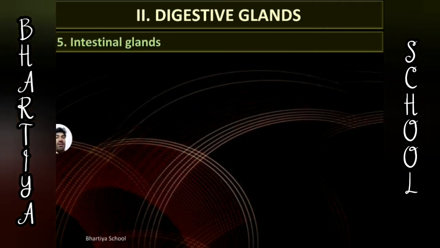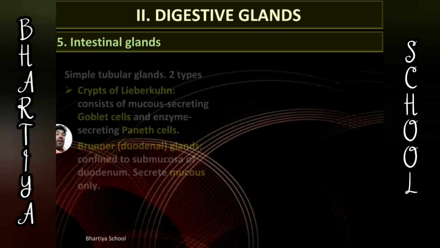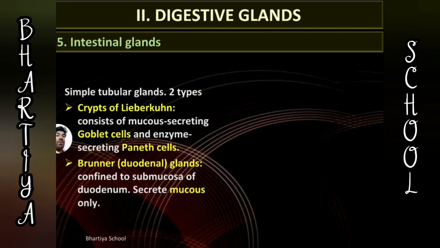Our last gland we will discuss in this section is the intestinal gland. Intestinal glands are basically of two types, crypts of Lieberkuhn and duodenal glands. As the name indicates, the crypts of Lieberkuhn gland is present in the crypts region. Lieberkuhn is the scientist who discovered it, and this gland is mainly formed of two types of cells: goblet cells, that is mucus secreting cells, and enzyme secreting cells, called Paneth cells. While Brunner's gland is present in the submucosa layer of the duodenum, and it is confined only to the duodenal part of the small intestine. It secretes only mucus, it does not secrete any enzyme.